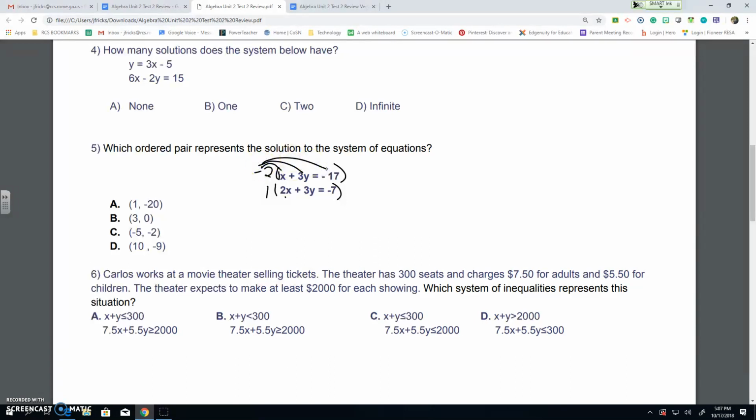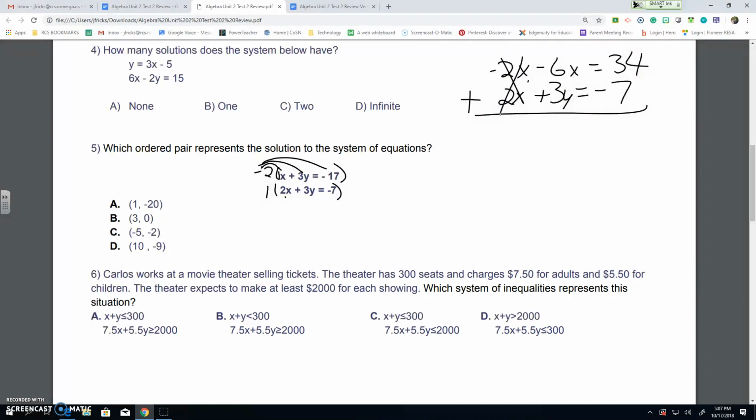So that's going to be negative 2 times 1 is negative 2x. Negative 2 times 3x is going to be negative 6x. Negative 2 times negative 17 is going to be a positive 34. On bottom, 1 is not going to change anything there, so 1 times 2 is 2x, 1 times 3 is 3y, and 1 times negative 7 is negative 7. So nothing changes on bottom.